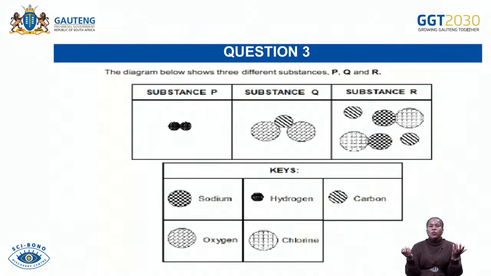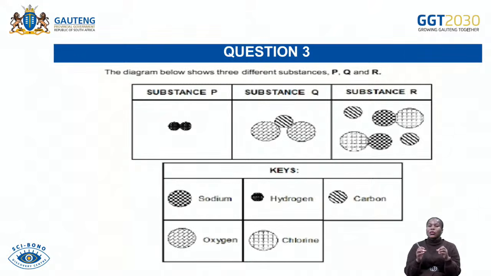So it says question 3, the diagram below shows 3 different substances. There is substance P, substance Q, and substance R, okay. With substance P, they're both dark shaded, and then substance Q has different patterns on 2 balls. So these balls are similar to one another, but that one is different from the other 2. And then we've got substance R, which is a mixture. It's got these bonded to that one in a specific pattern, and then there are balls that are similar to one another still in the same substance.